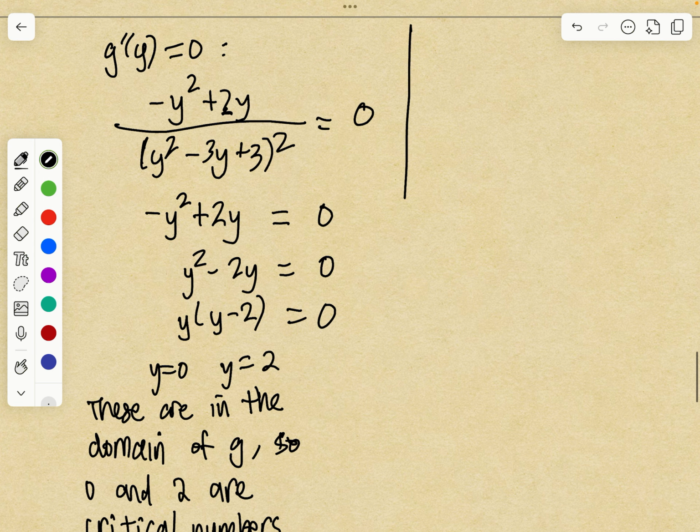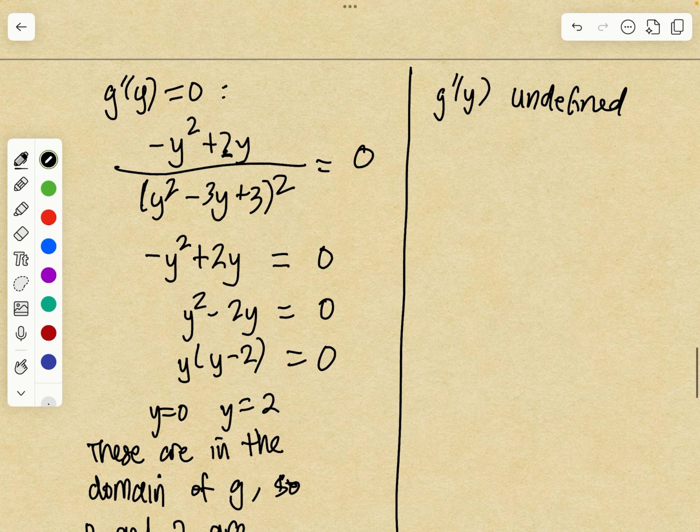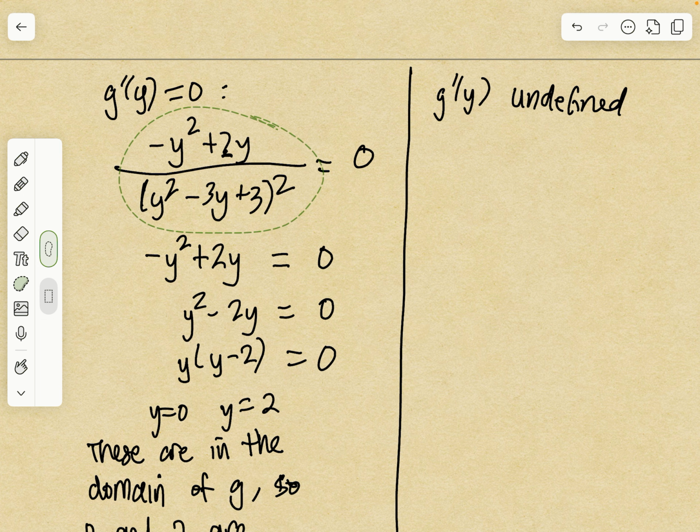Now we need to see where g prime is undefined. So g prime of y is this. So where is this going to be undefined? What do I need to do when I have a function divided by another function? I have a numerator and a denominator, and I want to see where this function is undefined. First of all, are there any issues with the numerator being undefined? No, the numerator is always defined, right? So the only issue is when the denominator is 0.